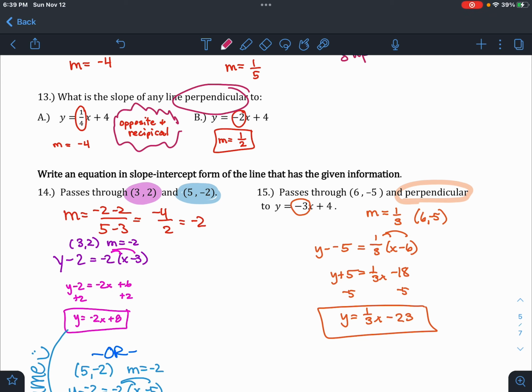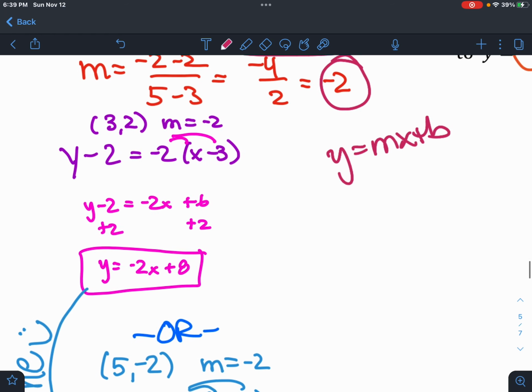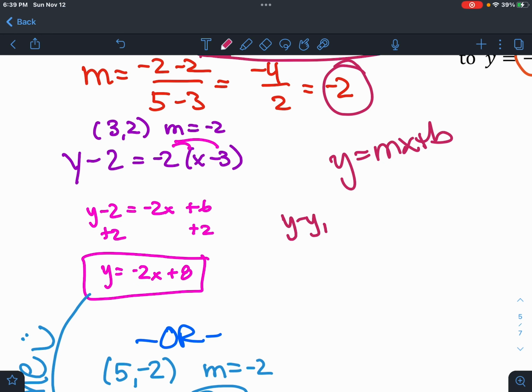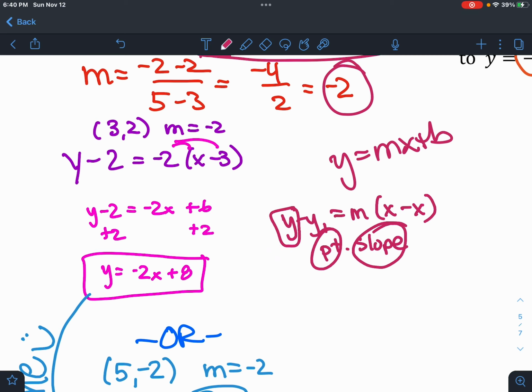Number 14 gives us 2 points, and we get to write the y equals mx plus b equation of the line represented here. So first I need to find my slope of -2, and then I pick a point. If I chose to pick the first point of (3, 2), I can substitute into my y minus y1 equals my slope times x minus x1, or my point slope form, because if I'm given a point and a slope, I use the point slope form to solve for y and get it into y equals mx plus b with the correct b value.